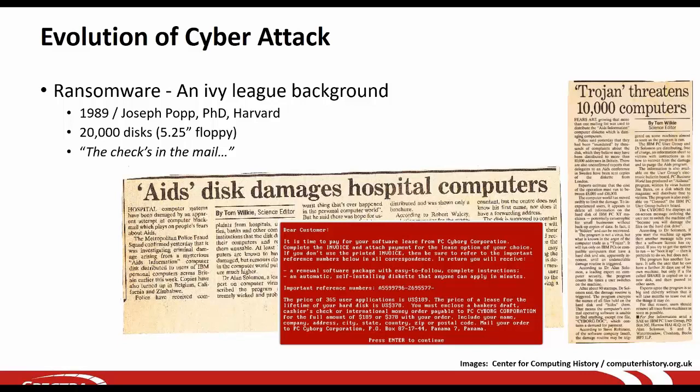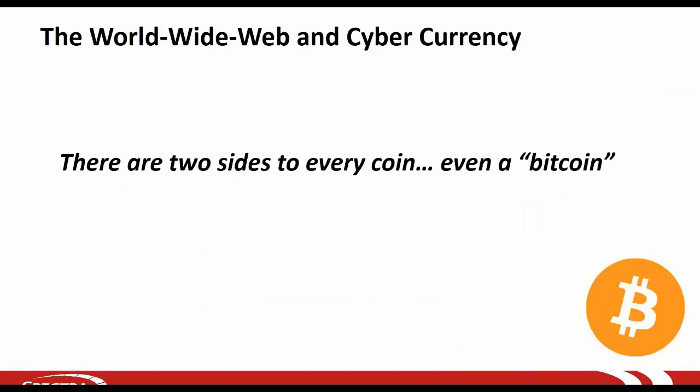Now, we know about all of this because Joseph Popp was caught. What was his motivation behind it? Again, very interesting story. He was using the money for AIDS research. Of course, that old adage, the end does not justify the means, comes into play here. My point is, if ransomware attacks started back in 1989, why is it that it didn't go mainstream? Why have we just heard about it in the last few years, and how has it become such a serious threat in the last few years? And that is quite simply because of the World Wide Web and cyber currency.